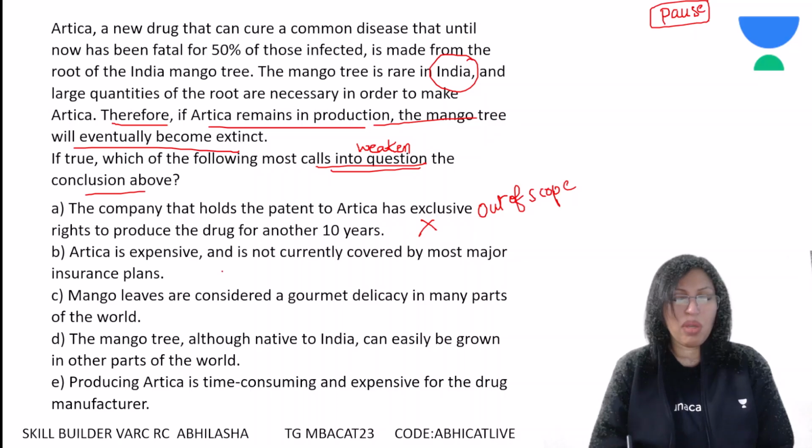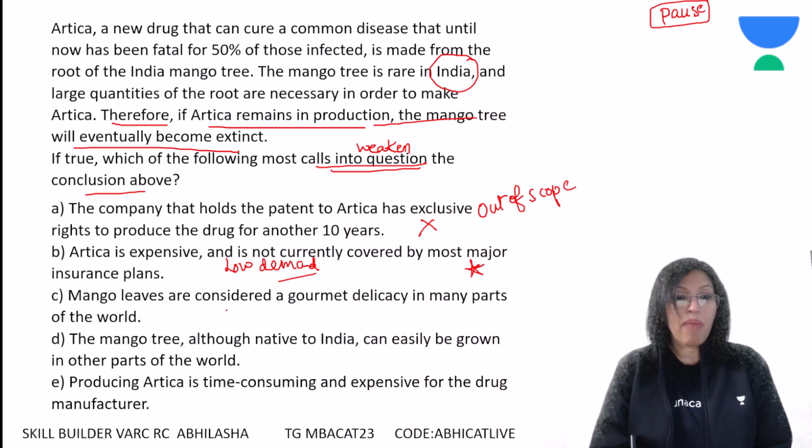Arctica is expensive and is not currently covered by most major insurance plans. So that means that people will not use a lot of Arctica. So therefore low demand. So if it is low demand, then is it really going to cause the mango tree to become extinct? I'll put a star on this.